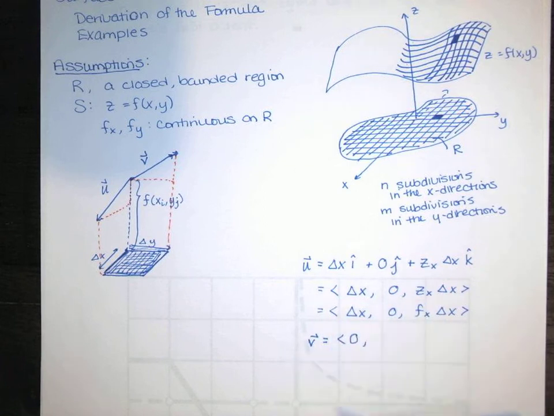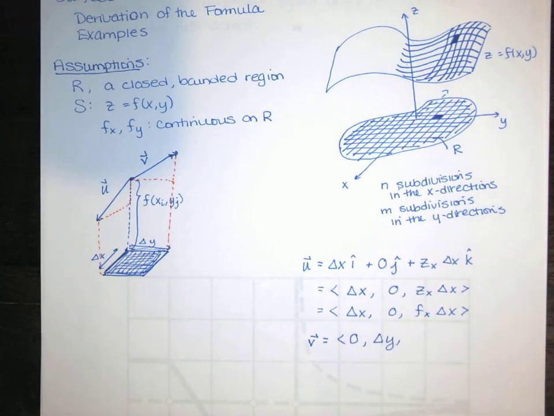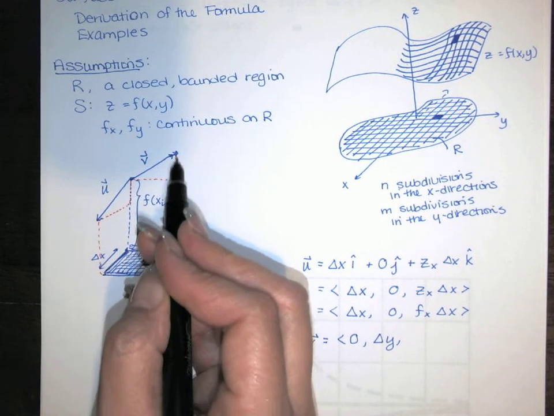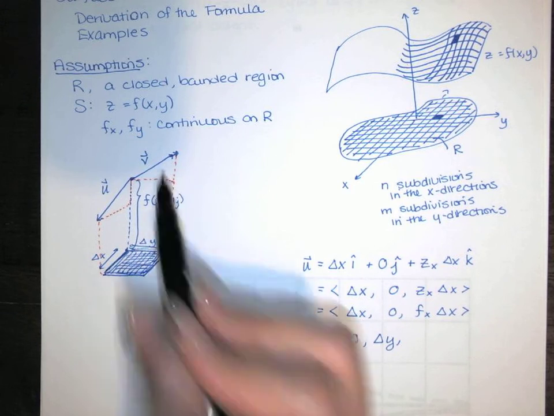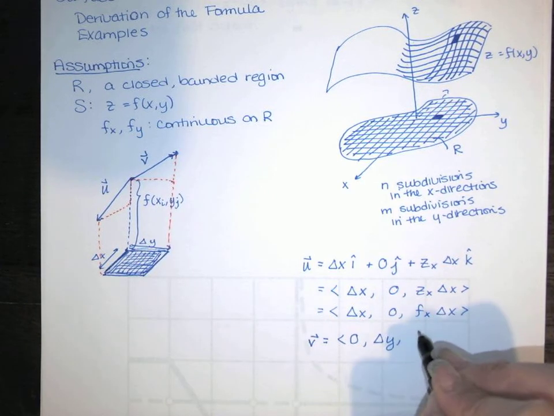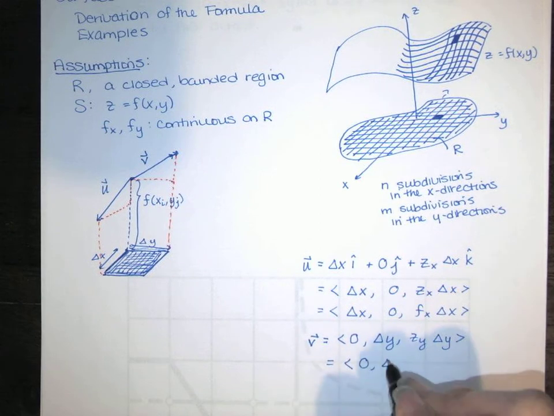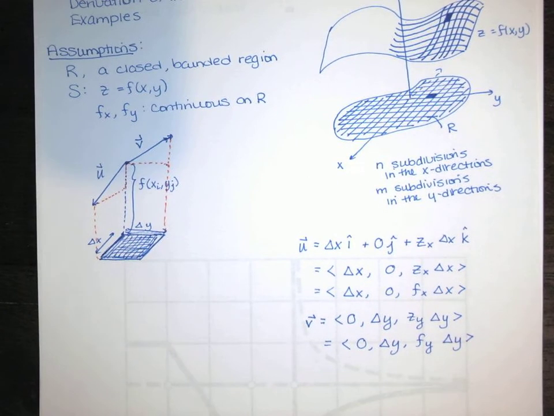So it has a 0 component in the x direction, and then we go delta y units in the y direction. At the same time, z is going up by a little bit. Well, that's going to be the slope in the y direction times the change in y. Or if you prefer, you could write that as the partial of f with respect to y times delta y.